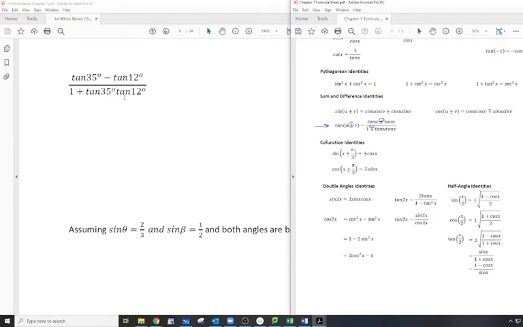So what we now do is we look over here. So I'm just going to erase those circles. So we look over here and we're like, okay, we've got the tan of 35 minus the tan of 12. You've got a minus on the top, which means there has to be a plus on the bottom, which there is. And that means we're using the tan difference identity.